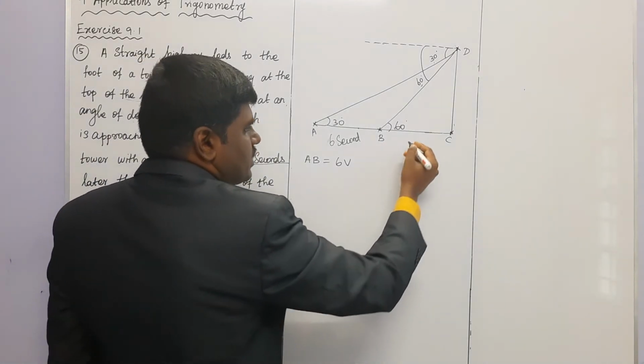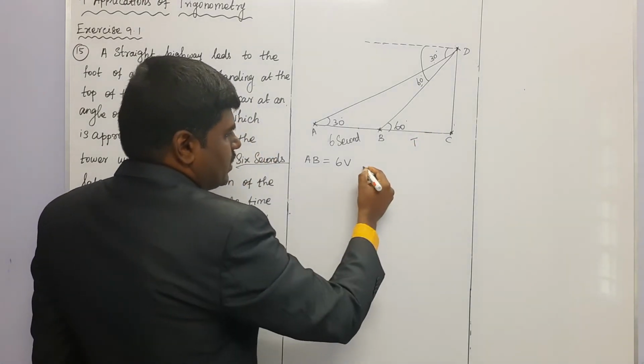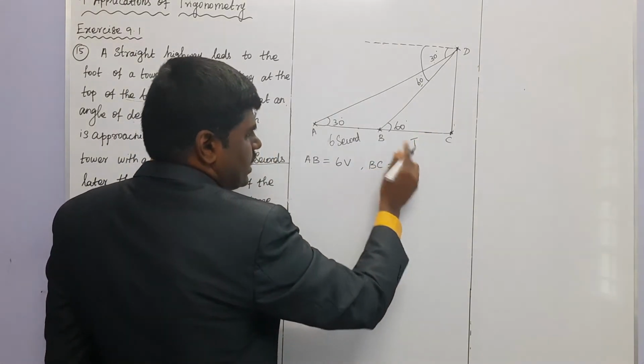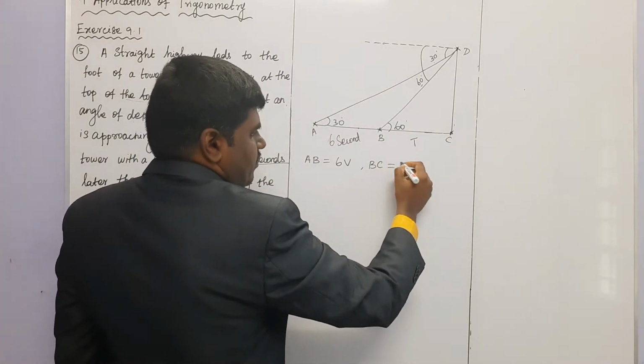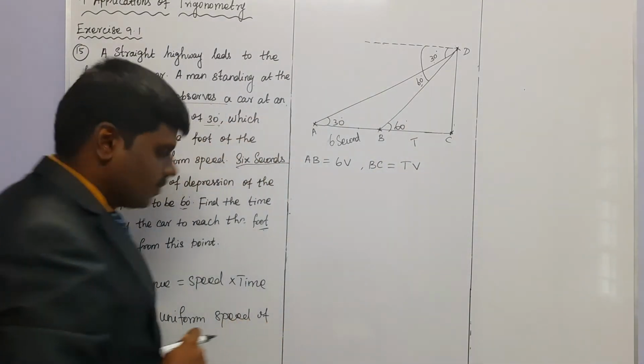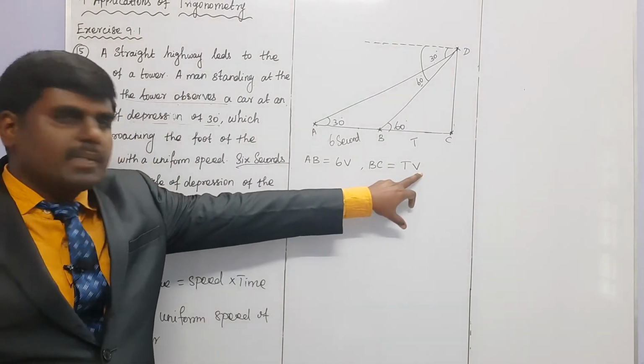So I find out the distance. I don't know the time, so I will choose the time T. So again, the BC time. The time of BC is equal to T, and V is the speed of the car. T means time, V is the speed of the car.